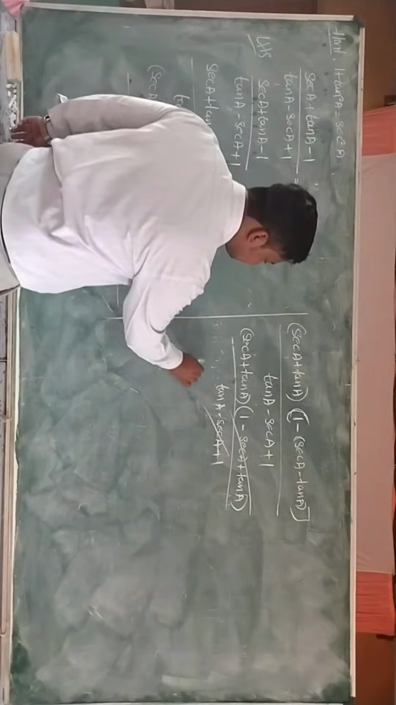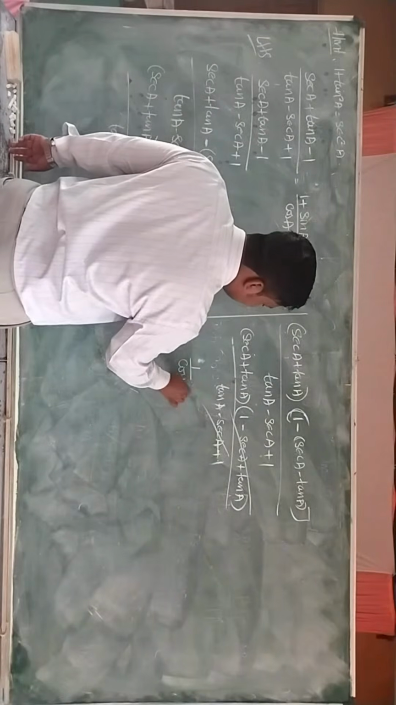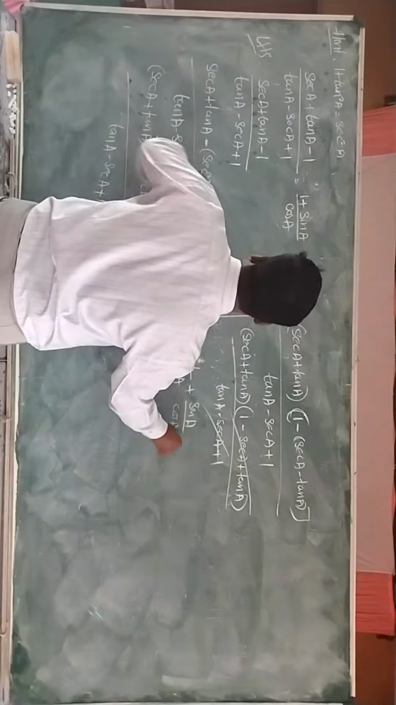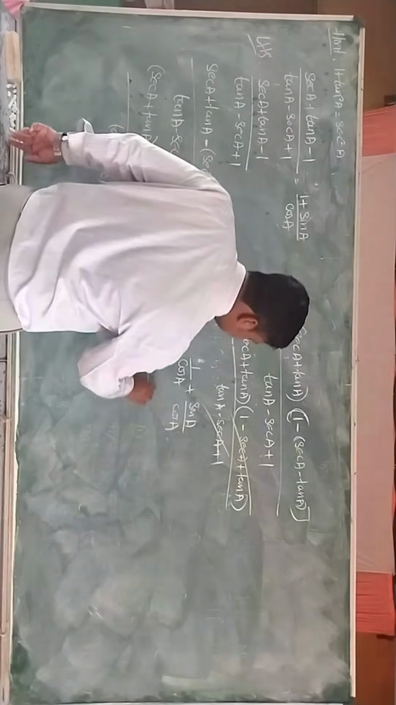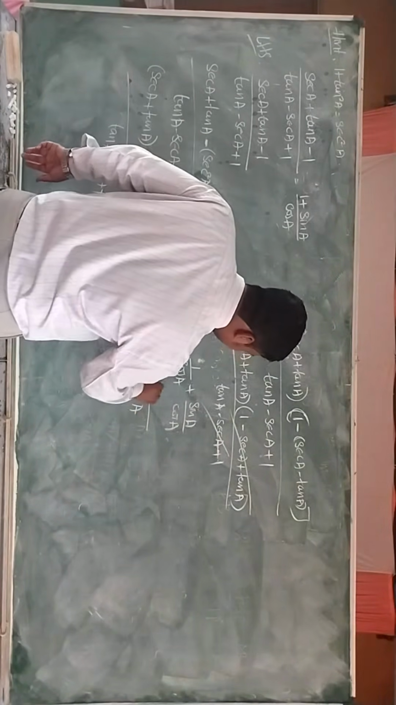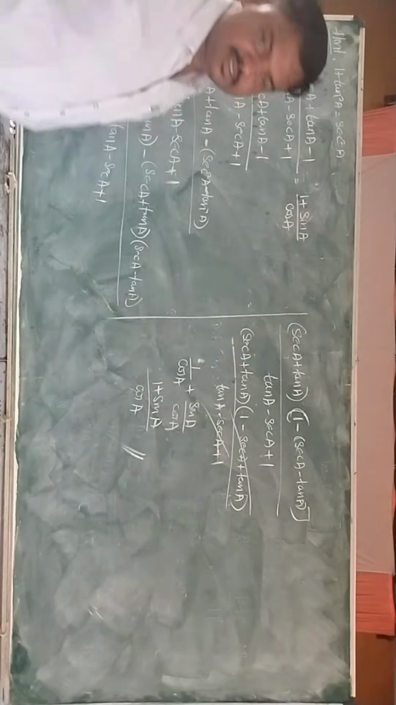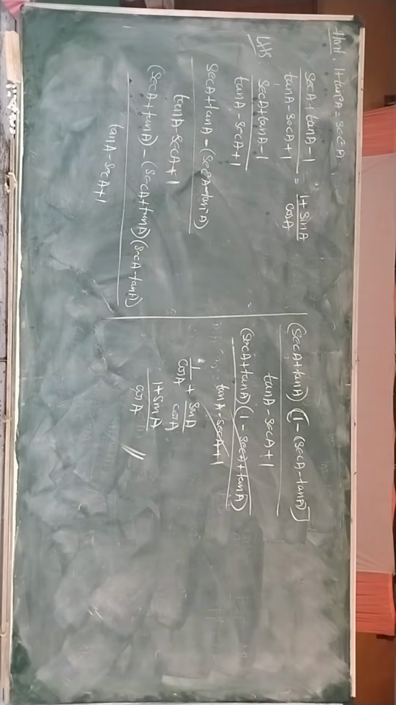Sec A I can write as 1 upon cos A and tan A as sin A upon cos A, because the answer is in the form of sin and cos. So LCM is cos A, numerator 1 plus sin A. This is your RHS. Any doubts here? Yes. Next.